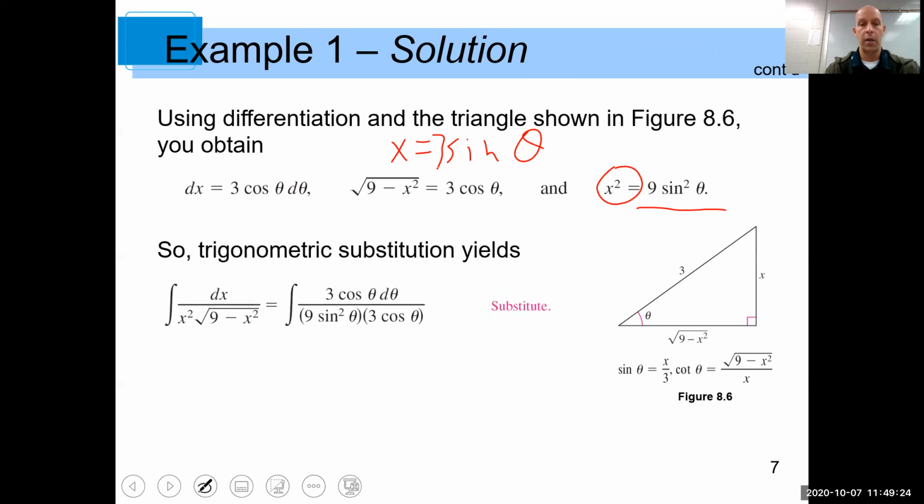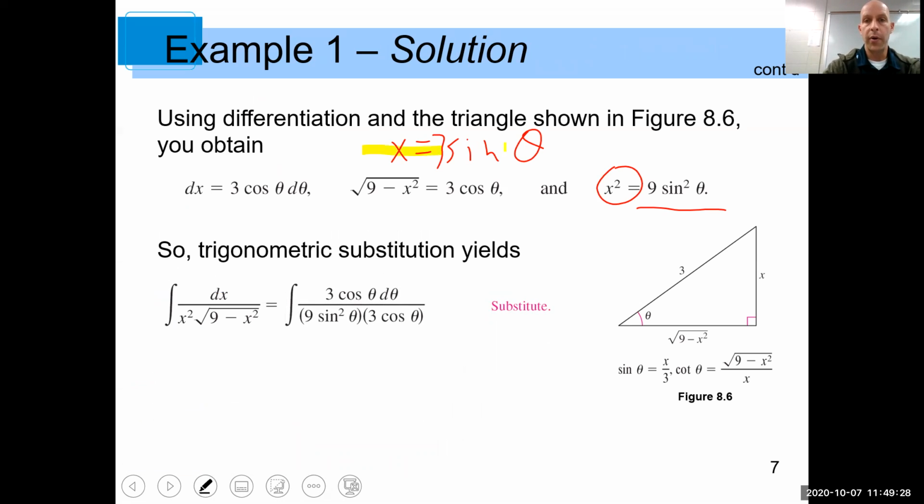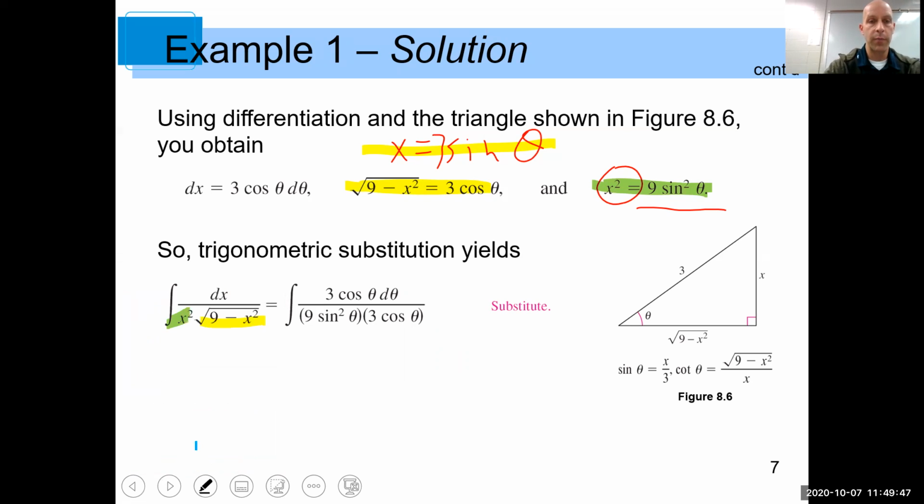So let's go ahead and do that now. And I'm going to try to highlight this here. So what am I going to put in for the square root of 9 minus x squared? Well, that's what we said right here, okay? What am I going to put in for x squared? Oh, that's what we said over here. What am I going to put in for, let's go with blue, what am I going to put in for dx? Oh, that's what we said right here. So all of those things have been plugged in.